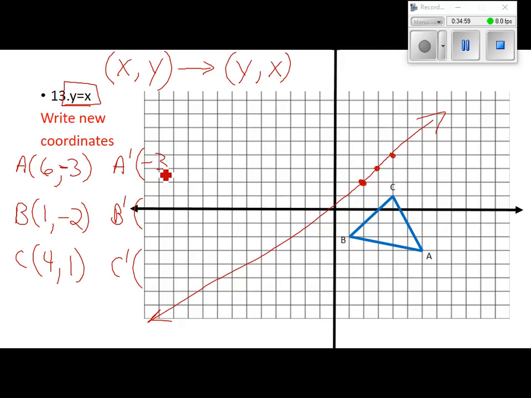Negative 3, 6. Let's go ahead and find all the points and we'll graph them. What's B prime going to be? (-2, 1). What's C prime going to be? (1, 4). Now can we graph this new shape? You should be graphing it on your graph. Make sure you're labeling your points with the A primes, B primes, and C primes.